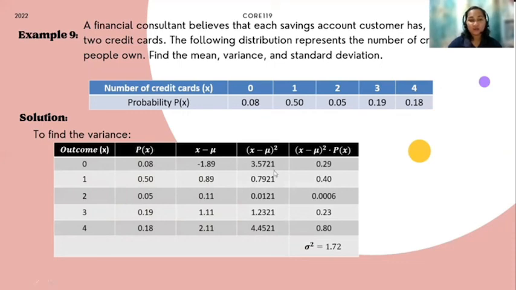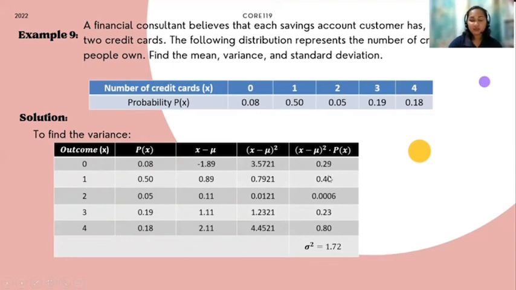On the fourth column, just square these values. As you can see, we use 4 decimal places for this one. So 3.5721, that is the square of negative 1.89, 0.7921 is the square of 0.89, and so on up to the square of 2.11, that is 4.4521. Next, for the last column, just multiply the values on the fourth and then the second column.